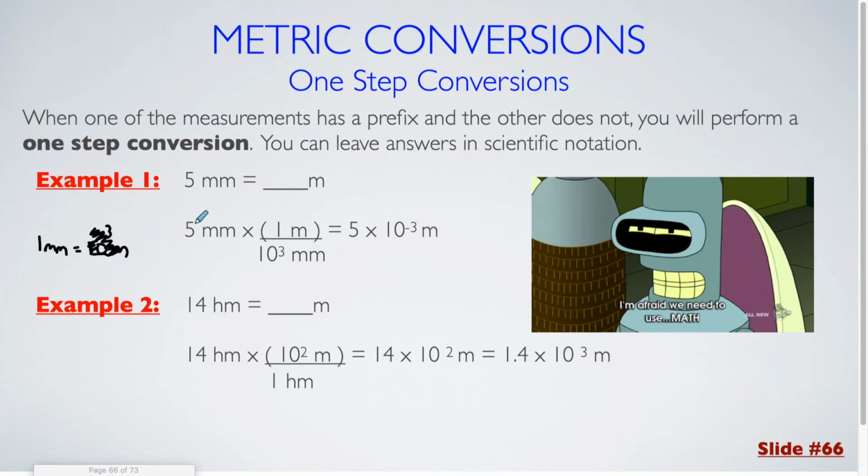All right, so from here, we're going to multiply and divide across. At this point, since 10 to the third is in the denominator, we can bring that back up to the top by flipping the sign. And then this will be our final answer.